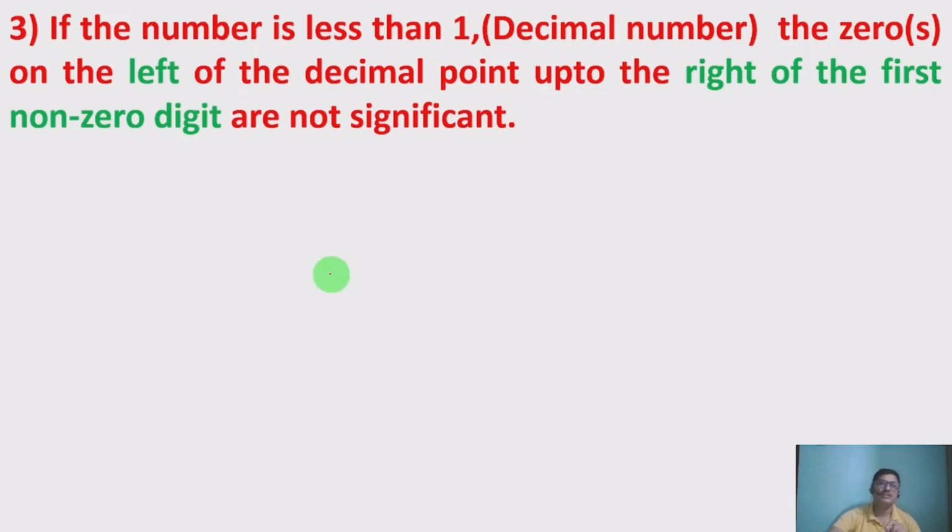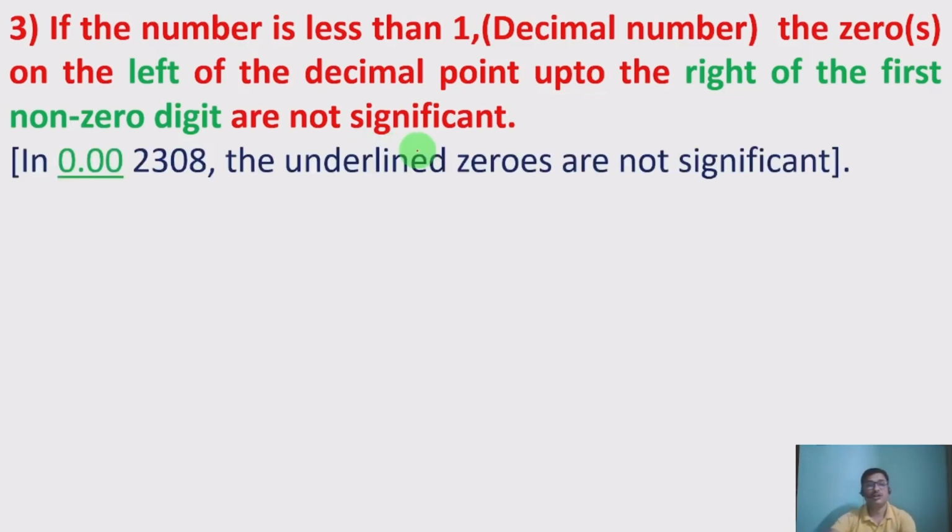And moving further, the third rule is that if the number is less than 1, that is a decimal number, the zeros on the left of the decimal point and up to the right of the first non-zero digit are not significant. The example here we will take is 0.002308, the example we have taken previously.